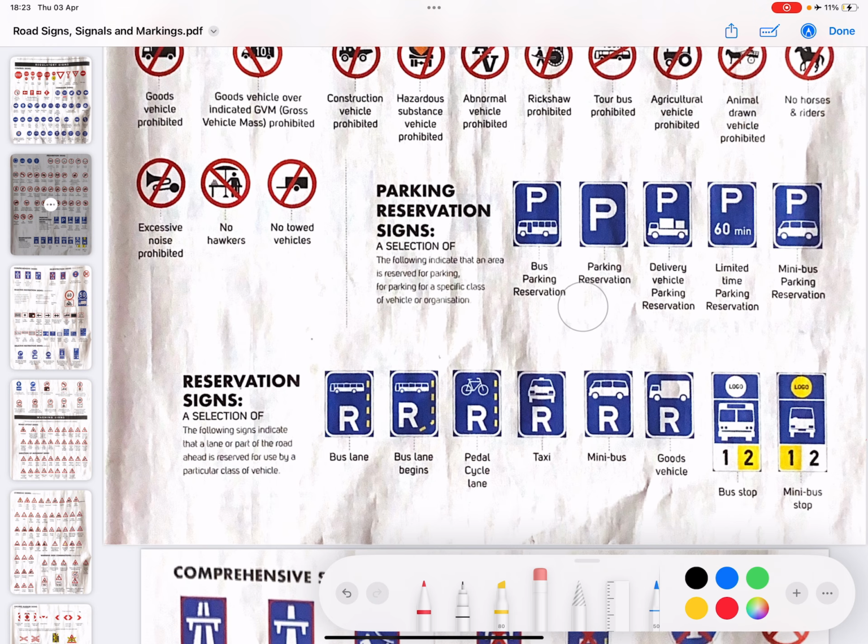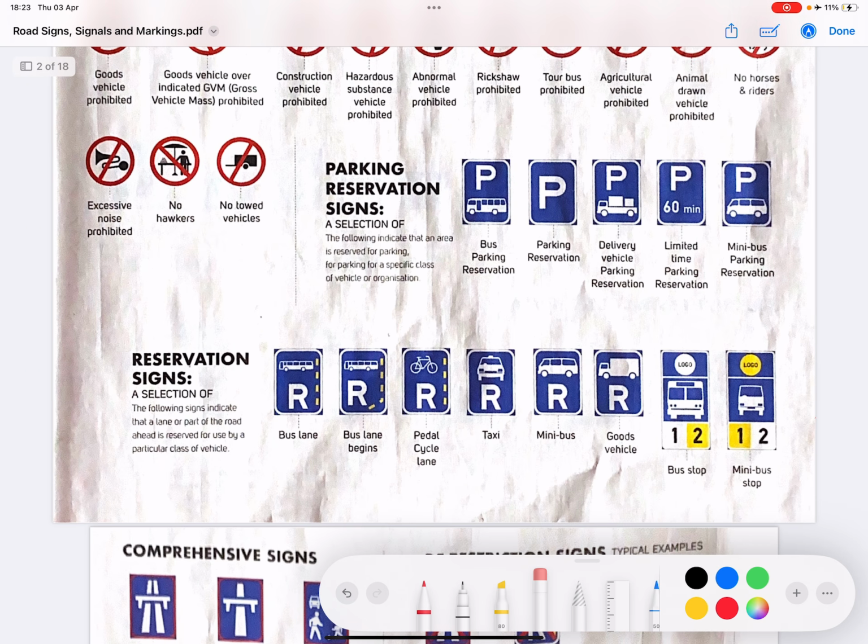The reservation sign is there to reserve parking. They reserve parking and they reserve roadway. So this R is for roadway. It's there to reserve the roadway, okay? Roadway and P, parking. And when you see these yellow dotted lines, what do they tell you? The yellow dotted lines tell you that there is a lane reserved for buses.